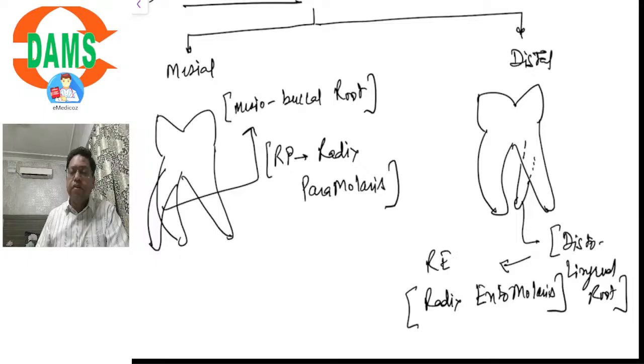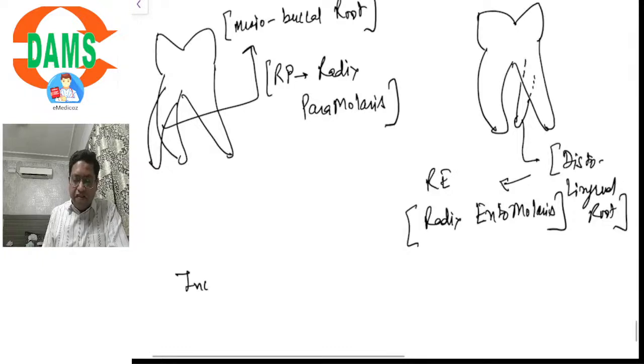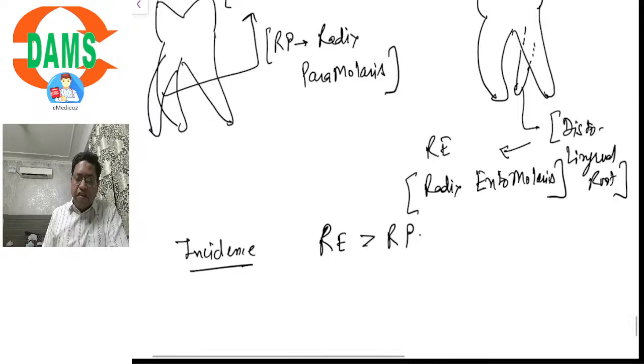So there are two terms used for the extra root of the mandibular first molar: radix paramolaris, located on the mesiobuccal aspect, and radix entomolaris, located on the distolingual aspect. If we talk about the incidence, then the incidence of radix entomolaris is greater than radix paramolaris. This incidence also shows ethnic variation.